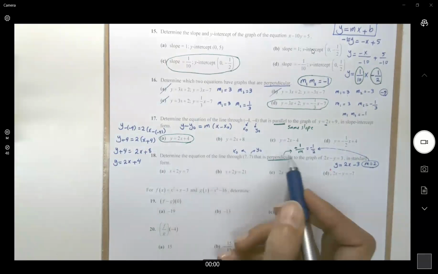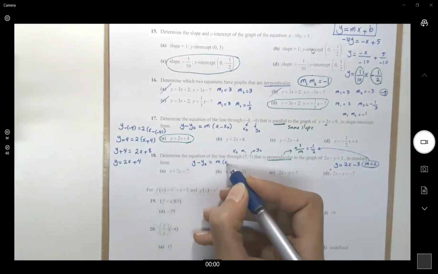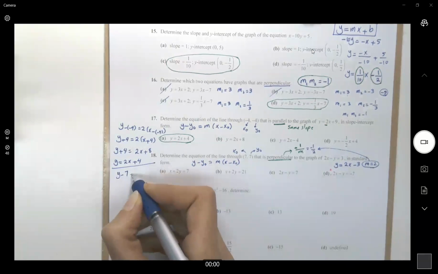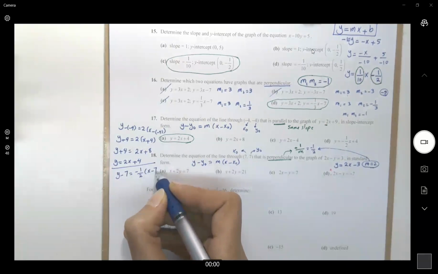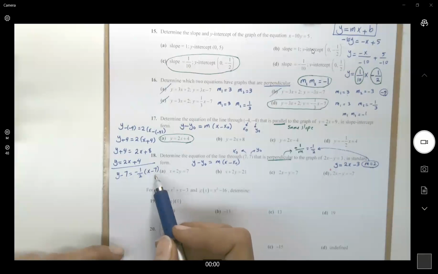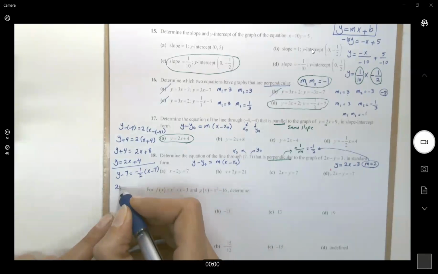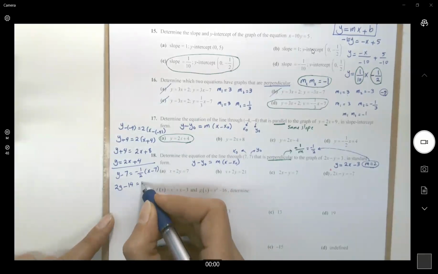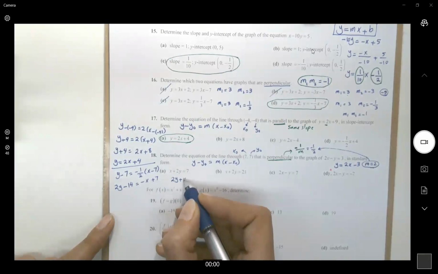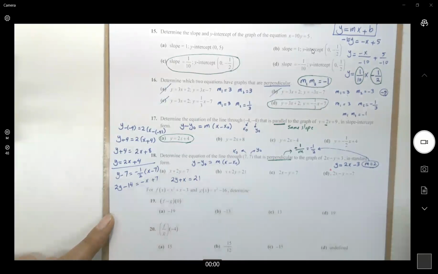Again, since you have one point and the slope, use the point-slope formula and then simplify it. We get y minus 7 equals negative a half times x minus 7. Distribute negative a half into parentheses, or just multiply everything by 2 and simplify it later. We get 2y minus 14 equals negative x plus 7. So 2y plus x is equal to 14 plus 7, which is 21.